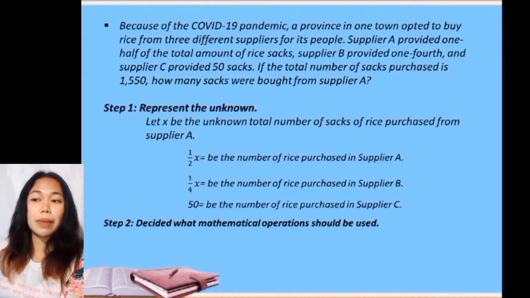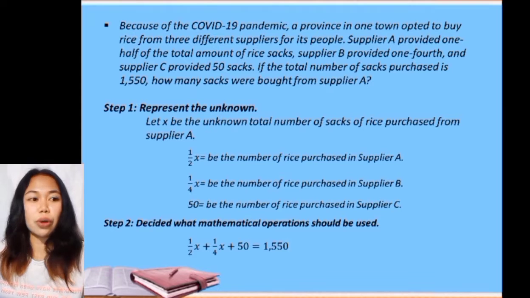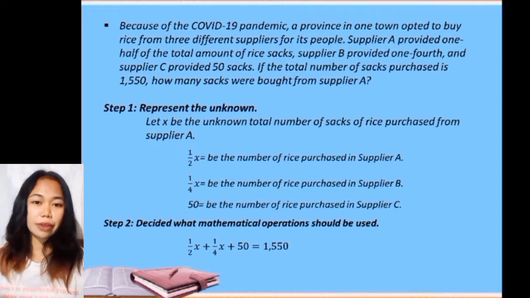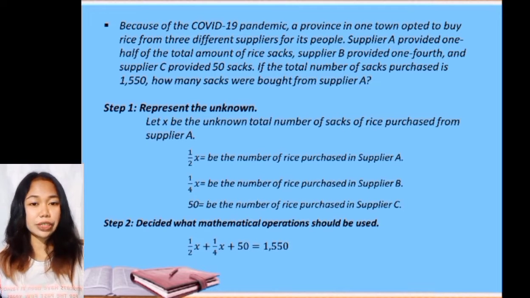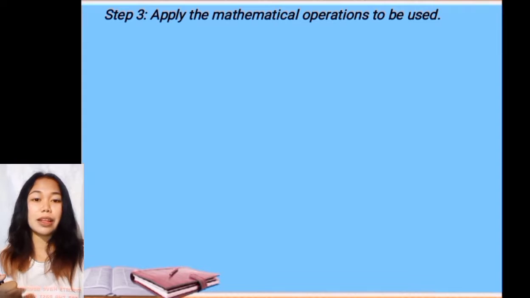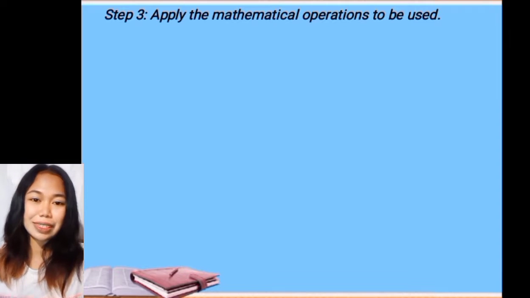Decide what mathematical operations should be used, and we're going to use addition because we are going to find the total number of sacks of rice purchased from the 3 different suppliers. Now that we have our mathematical operation, we're going next to step 3. Apply the mathematical operations to be used.